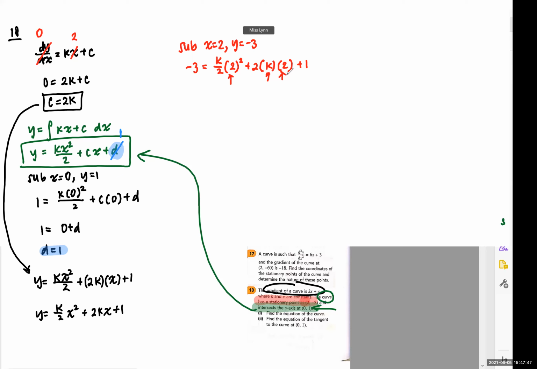Right, Qian? Yes. So that's why we don't do that. Because our objective is to find k. All right, so let's go and solve this and tell me, what do you guys get?